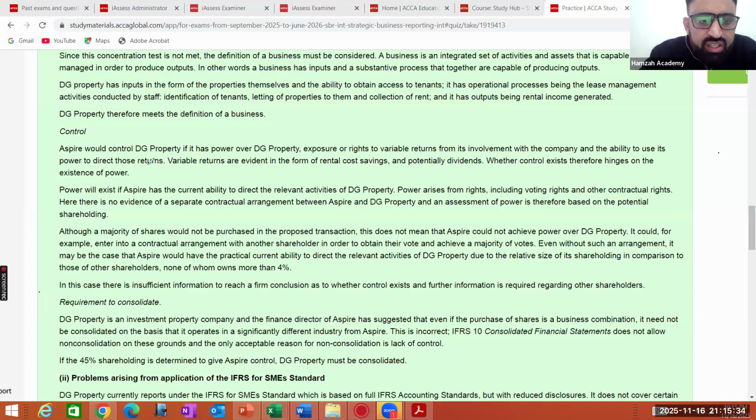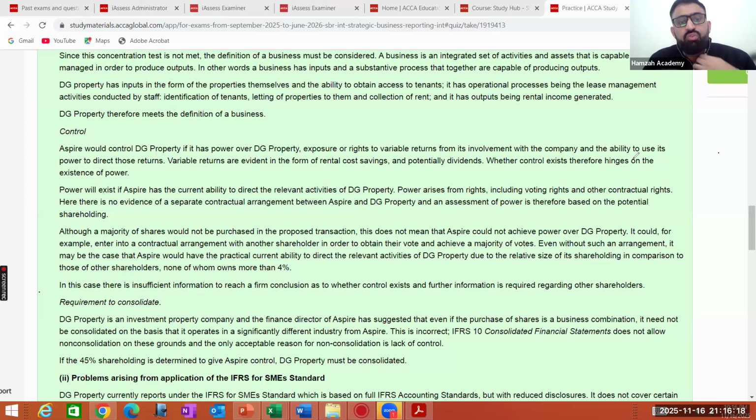So Aspire would control the DJ property if it has power over the DJ property, exposure or right to variable return from its involvement with the company, and the ability to use its power to direct the returns. Variable returns are evident from the rental cost saving and the potential dividend. Whether control exists therefore hangs on the existence of power. Power will exist if Aspire has the current ability to direct the relevant activities of the DJ property. Power arises from rights, including voting rights and other contractual rights. Here, there is no evidence of a separate contractual arrangement between Aspire and DJ property, and an assessment of the power is therefore based on the potential shareholding.